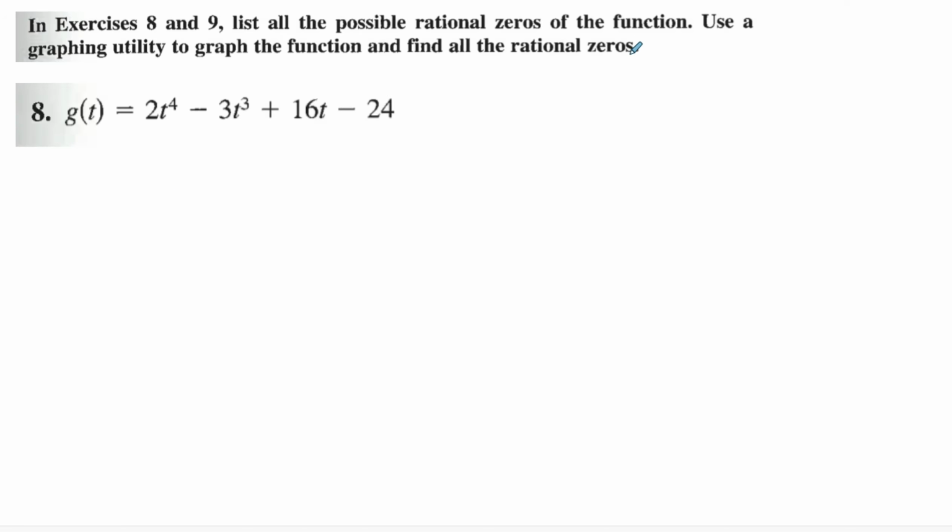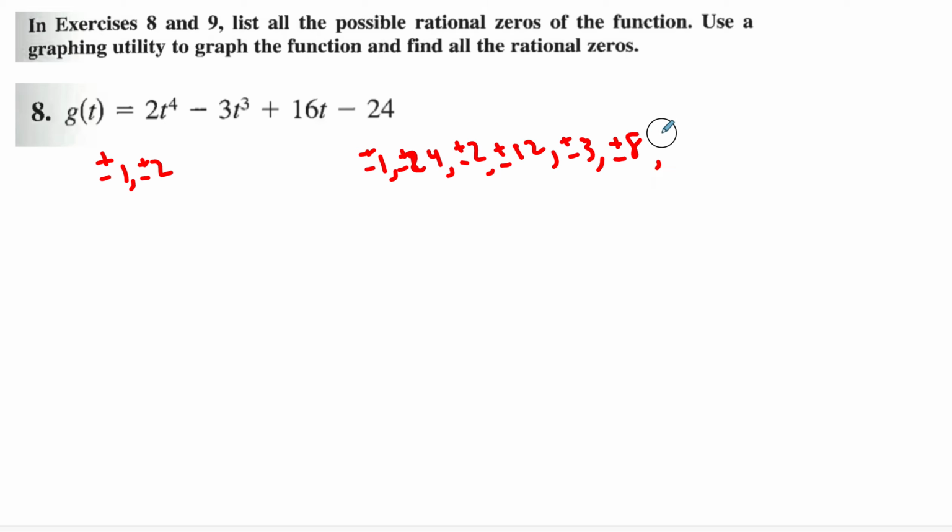So list all the possible rational zeros for this function. Use a graphing utility to graph the function and find all the rational zeros. So unfortunately, that means you need to list all the factors of the lead coefficient, which is easy, as well as the tail coefficient, which is not so easy. So it's plus or minus 1, plus or minus 24, 1 and 24, 2 and 12, 3 and 8, 4 and 6. And that actually covers it.